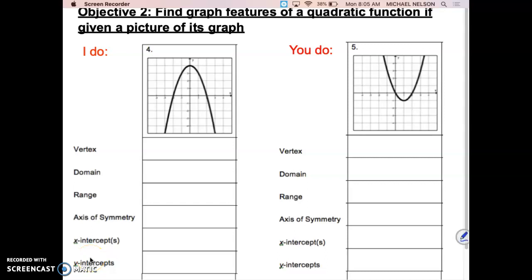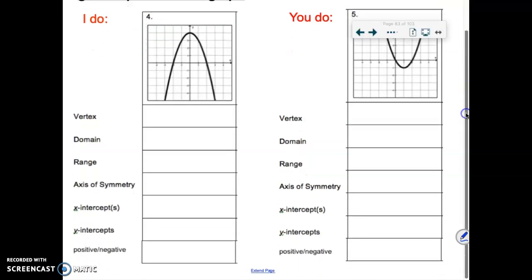In this video, we're going to walk through how to find graph features of a quadratic function given a picture of its graph. By the end of this video, you should have a good handle on how to find all of the graph features listed here. We're going to go through the vertex, domain, range, axis of symmetry, x-intercept, y-intercept, and whether or not it's positive or negative.